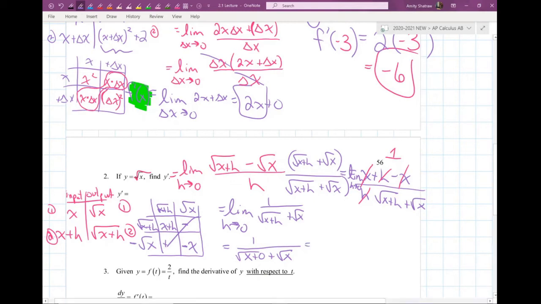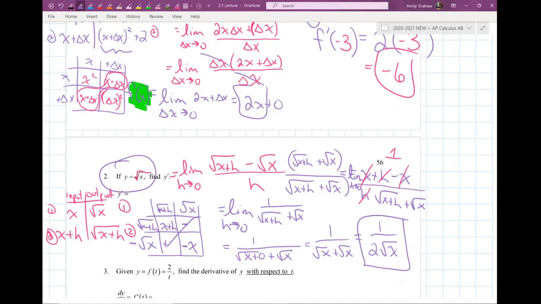So this is really going to be 1 over the square root of x plus the square root of x, which is this. Ready? 1 over 2 times the square root of x. Now, if you start out with a nasty little function like the square root of x, I'm hoping that you understand that your derivative might look just as nasty.